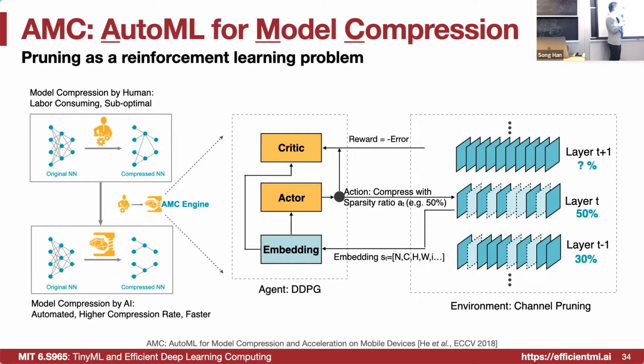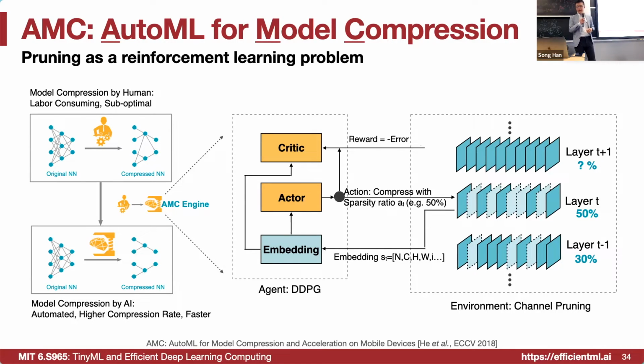Here we have several components: a critic, an actor, and an embedding. With the critic, we want to know if this is a good policy or a bad policy, so we want to clearly define the reward function. The simplest reward function would be the error rate, since we want a low error rate. However, that's not enough. We also want to penalize long latency or high FLOPs, and we also want to penalize a large model size. So you can add different terms in the reward function.